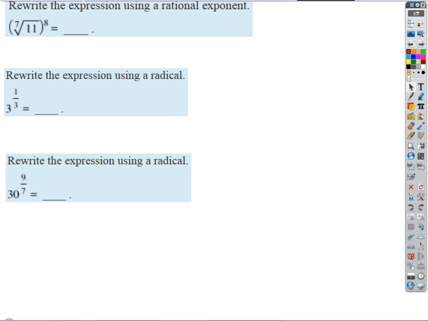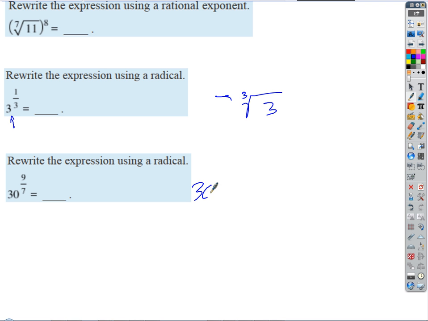Okay, so what's that going to be as a radical? The 3 goes on the outside, on top of the little radical symbol, because the denominator of the fraction goes on the radical. And inside I've got 3 to the 1, which is just 3. Okay, what about this one?